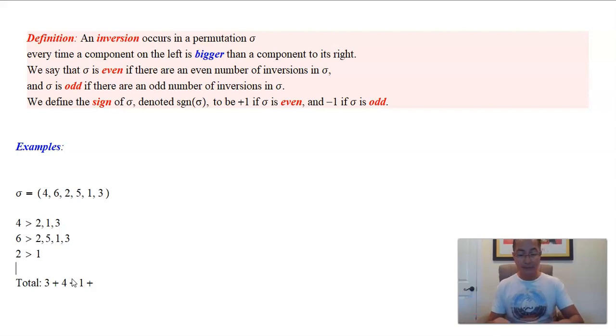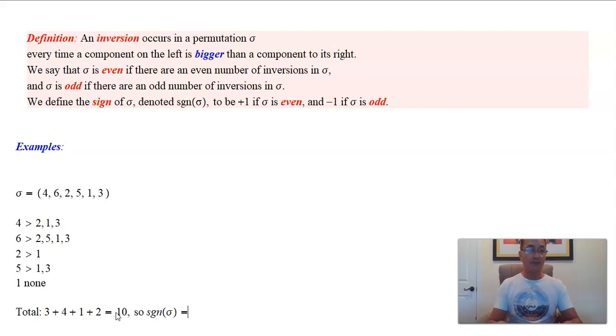Running total. Next, we have 5. 5 is greater than 1 as well as 3, so there are 2 more. The next number is 1. Sorry, there are no inversions produced by 1. 3 is the last number. It does not contribute. So what do we have? 7, 8, 10 inversions total. So therefore, of course, the sign of sigma is going to be positive 1.